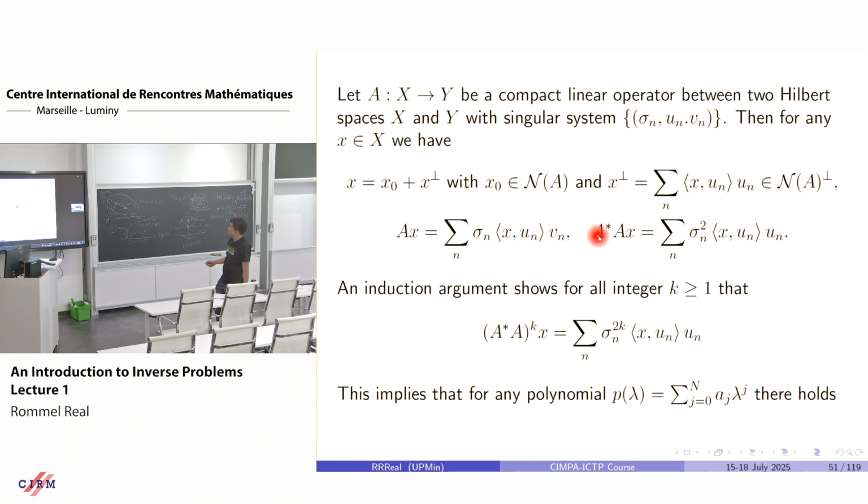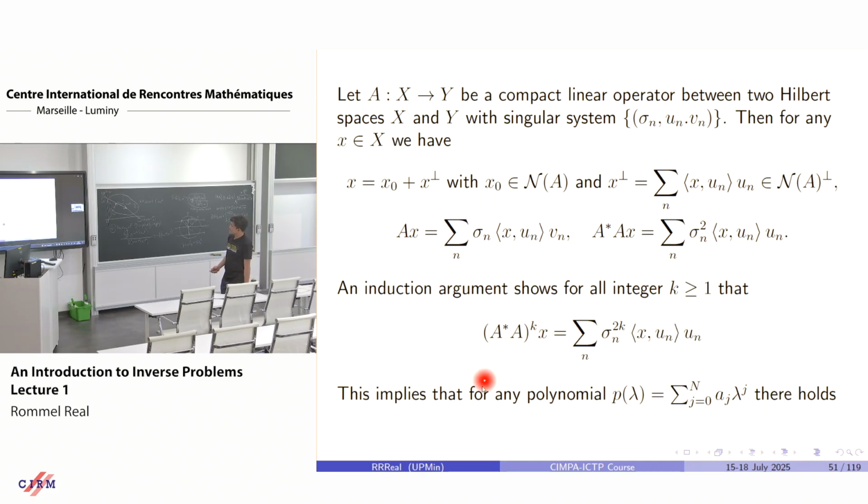So notice here, every time you multiply both sides by A star A, we have an exponent here, sigma_n squared. And then we have this inner product of x and u_n times u_n. Okay? Now we can extend this by multiplying A star A k times. And by induction, we can show that (A star A) raised to k of x is equal to this sum over here.